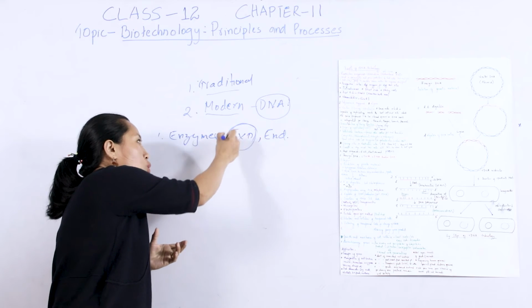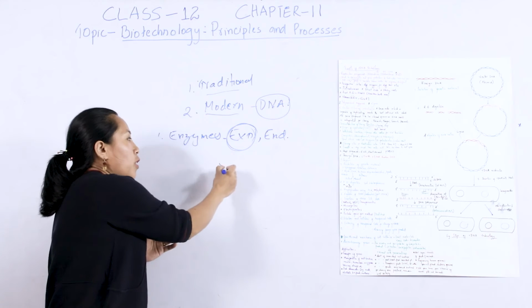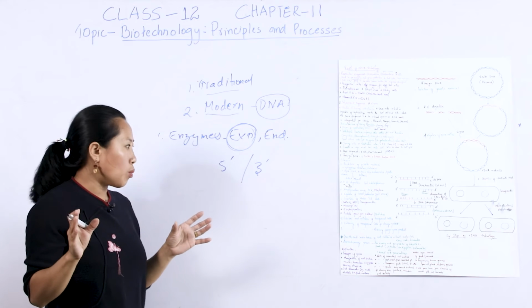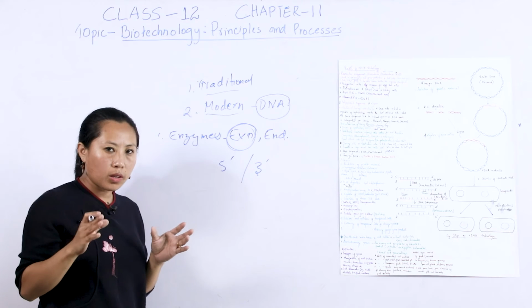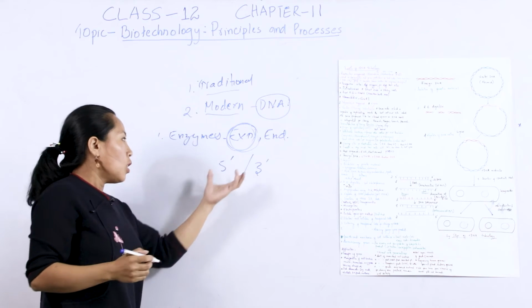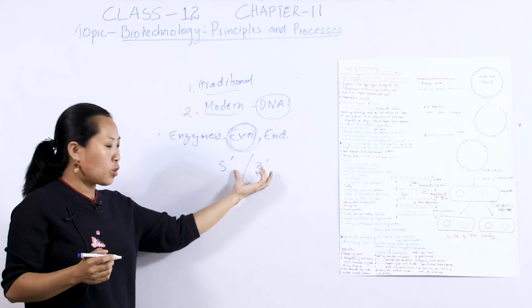Particularly these exonuclease enzymes cut the DNA molecules at the 5' or 3' ends of the DNA molecule. We know that DNA has polarity, a 5' end and a 3' end. Exo means exterior, so it cuts the DNA molecules at the 5' end or 3' end.